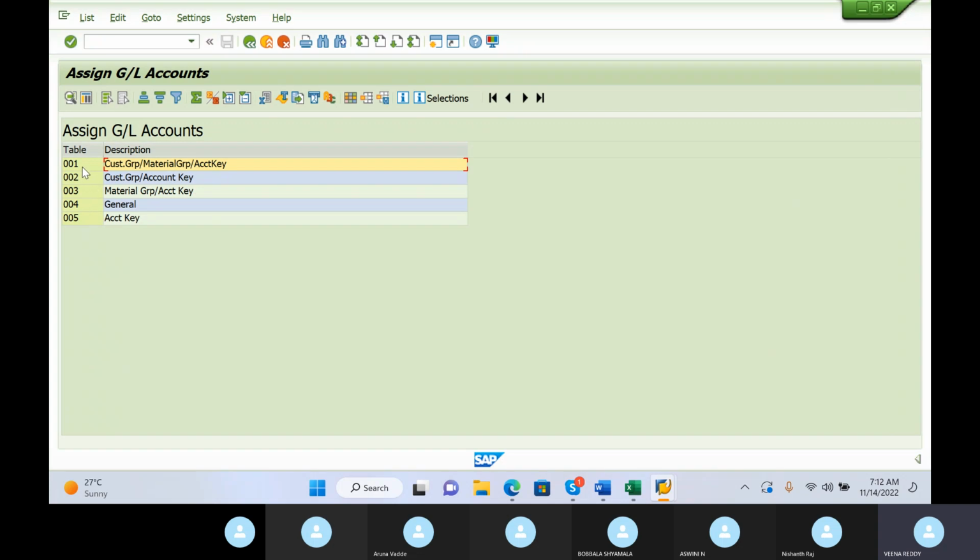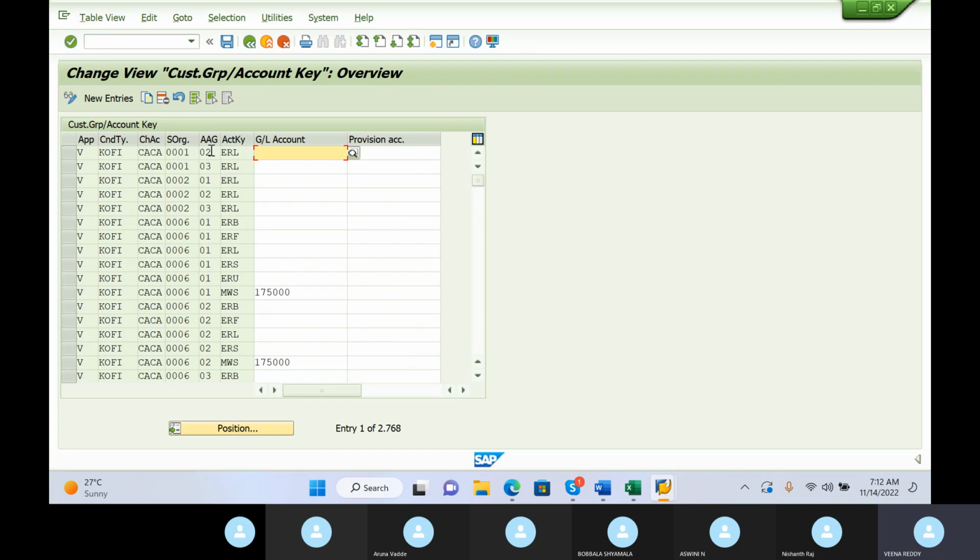But SAP has given standard tables, 5. Coming to 001, they have given the total combination: customer, material, account key. These are the 3 combinations with which we are giving the GL account. First the system will check table 1. If the system satisfies these combination conditions, the system will pick this GL. Otherwise, if you do not mention any material related group or account, the system will pick only these combinations' GL.